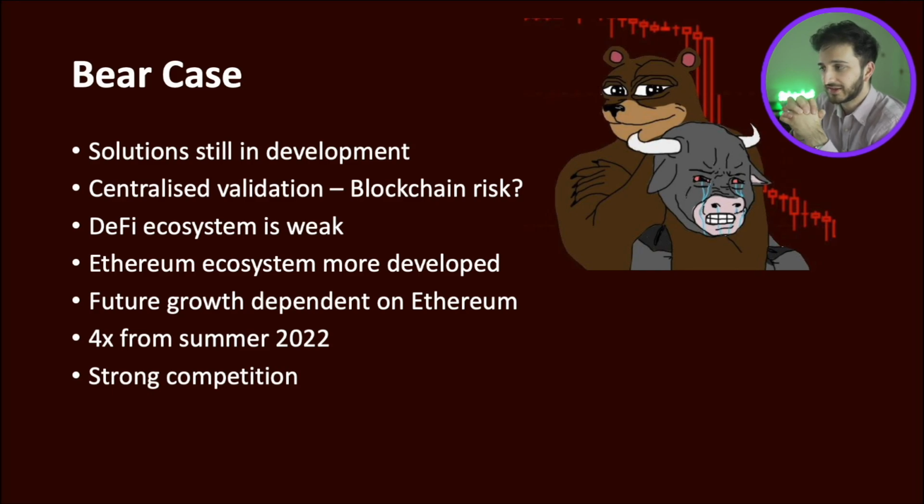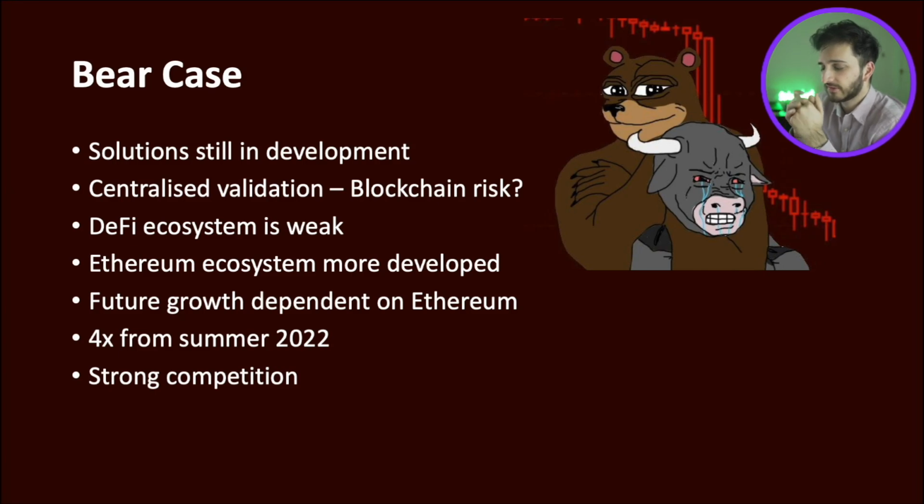We've also got the centralization risk with the Polygon proof of stake chain with only 100 validators. Is there some element of blockchain risk? As I mentioned before, the DeFi ecosystem is pretty weak. I think Ethereum, Optimism and Arbitrum are significantly stronger there. And as I mentioned, the Ethereum ecosystem is much more developed. So why would you not just go for that option instead? I personally am a big ETH bull, and I think Ethereum has a lot more to grow really as well.